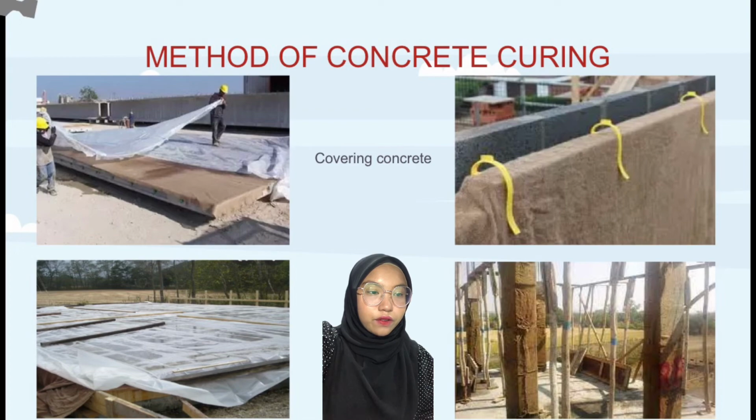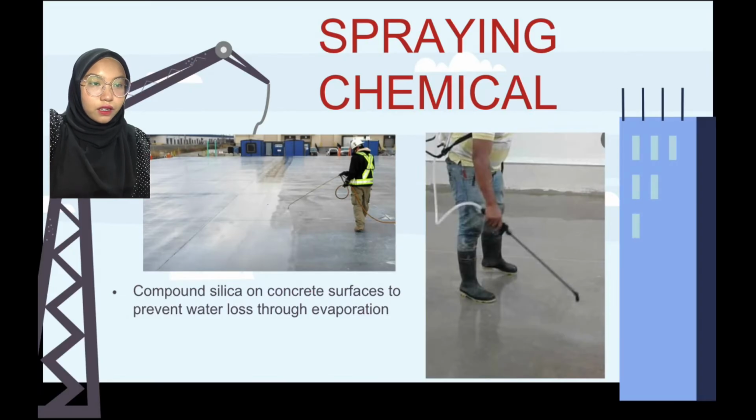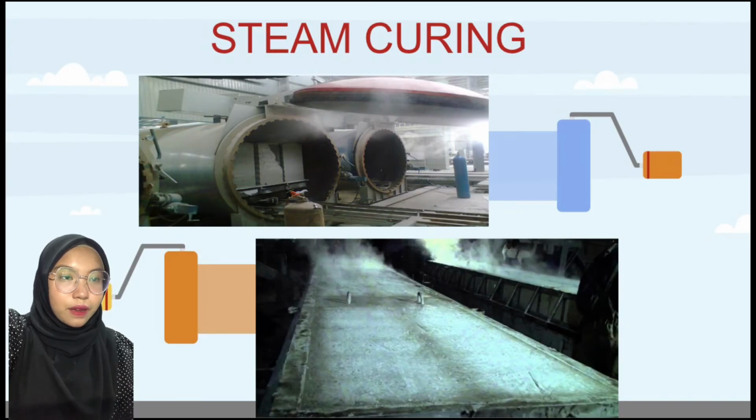This is an example of methods of concrete curing. First is covering concrete. The other one is sprinkling of water and ponding method. And this is spraying chemical. Spray chemical compound silica on concrete surface to prevent water loss through evaporation. This is an example of steam curing.